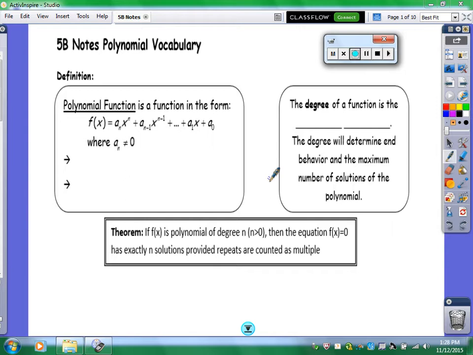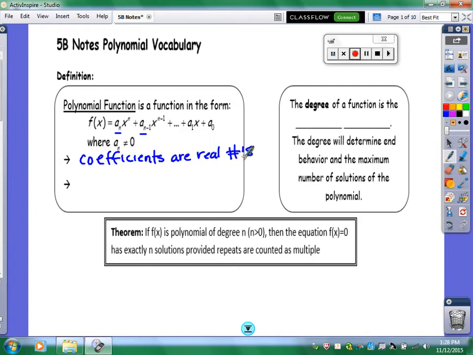It's a function in the following form, where a sub n can't be 0, but a sub n, which is the coefficient, all of these are just coefficients, have to be real numbers. So the coefficients are real numbers, and my n, n minus 1, those are my exponents. My exponents have to be whole numbers.